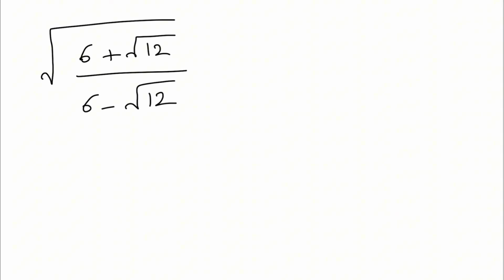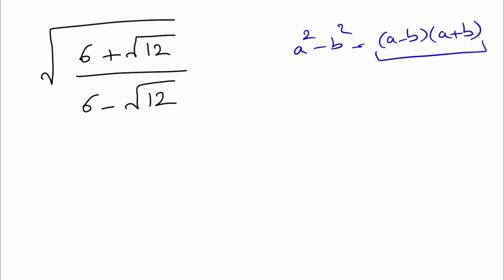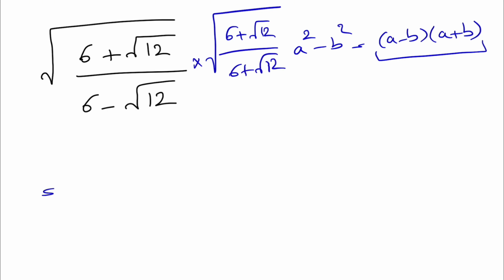So the first thing that comes into our mind is we're going to go with the difference of squares, where we have a minus b times a plus b. And we're going to do that because if we apply this one in the denominator, we're simply going to multiply this by the square root of 6 plus the square root of 12 divided by 6 plus the square root of 12 to get rid of the square root in the denominator, and we know this is 1, so we can basically do that.